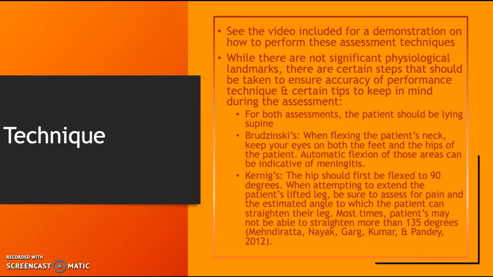For Koenig's, as mentioned, the hip first needs to be flexed to 90 degrees. And when you are attempting to extend the leg, be sure to assess for pain. Pain is pretty indicative of a positive sign. And then also pay attention to the angle at which you are able to extend. Some people don't have the flexibility to extend the full way regardless, so it is important to keep an eye. And as I mentioned, most patients aren't able to straighten more than 135 degrees if it's a positive Koenig's sign.